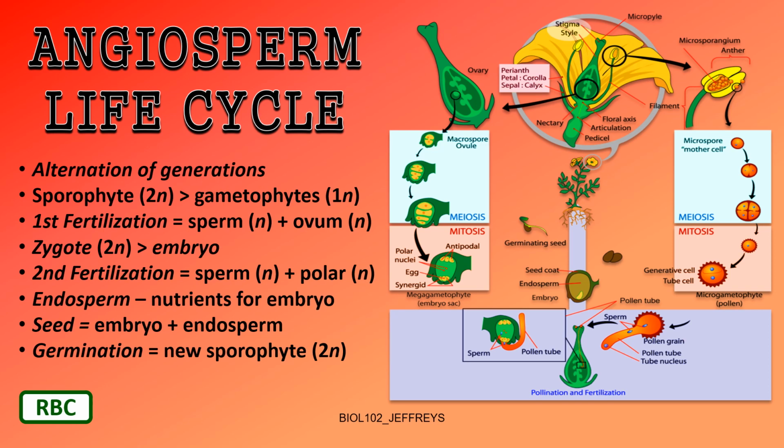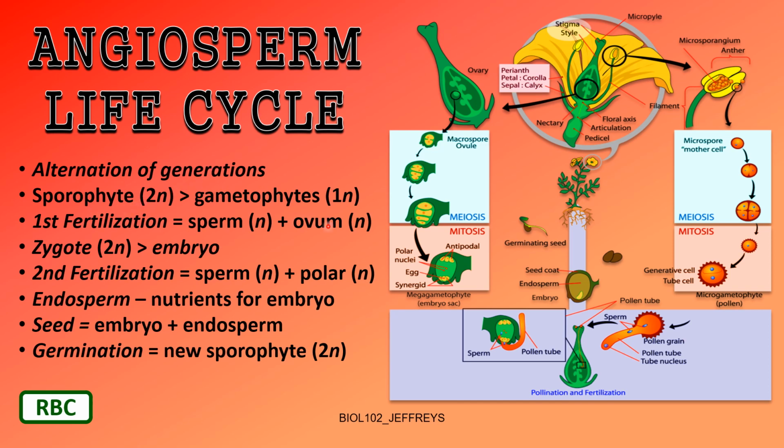Okay, the angiosperm life cycle. We looked at the gymnosperm life cycle. Here's the angiosperm life cycle. Alternation of generations. Sporophyte to gametophyte. Gametophyte back to sporophyte. 2N to 1N. 1N back to fertilization. Back to 2N. There's a little bit of a difference here because we have two fertilization events.